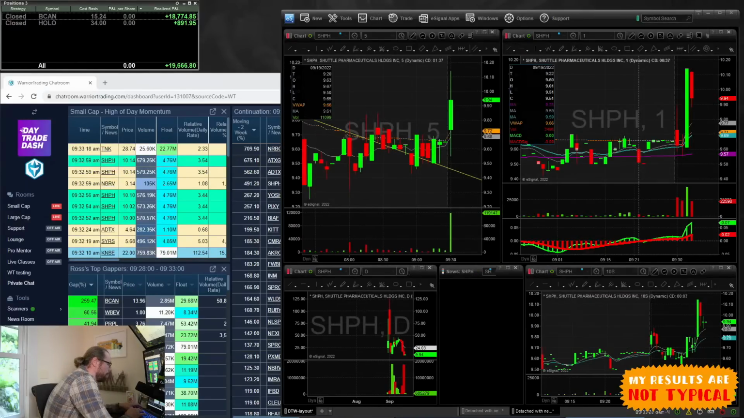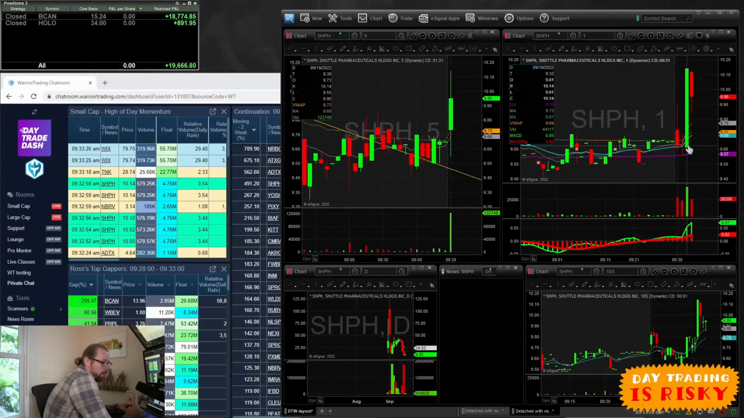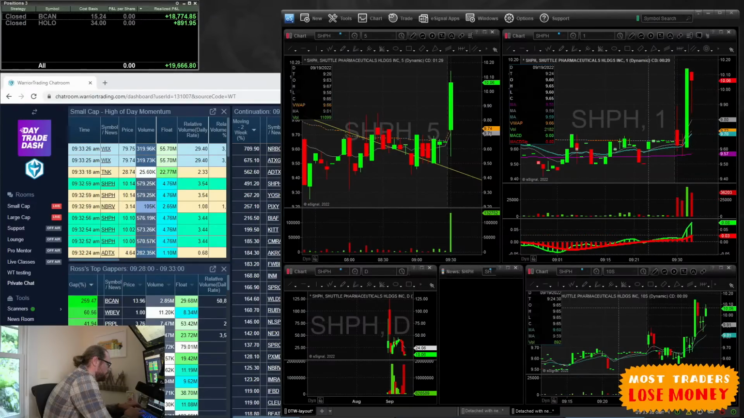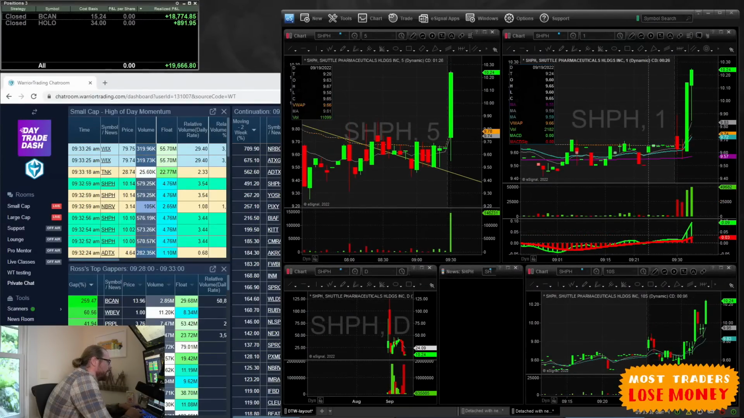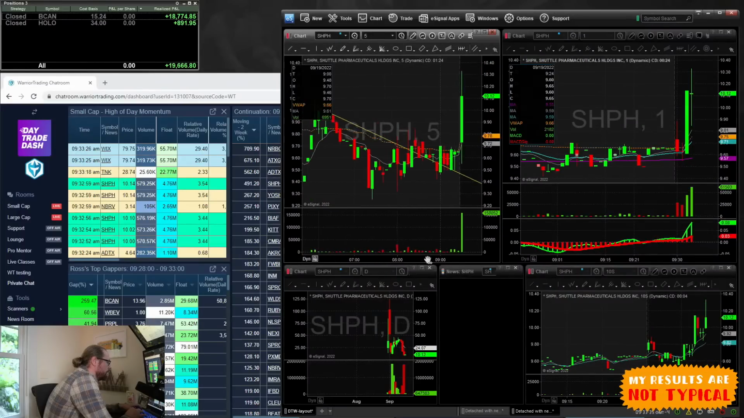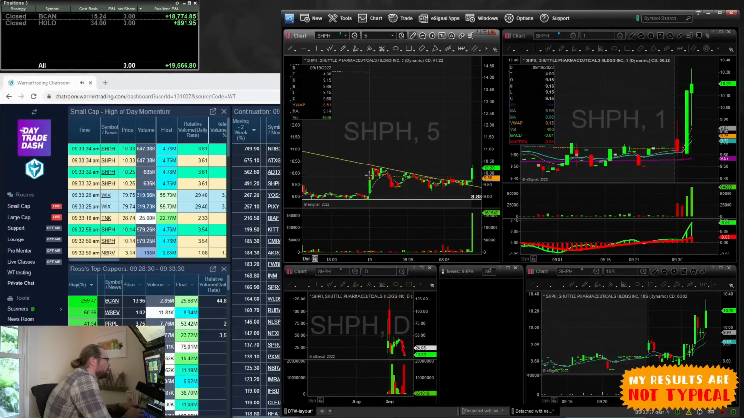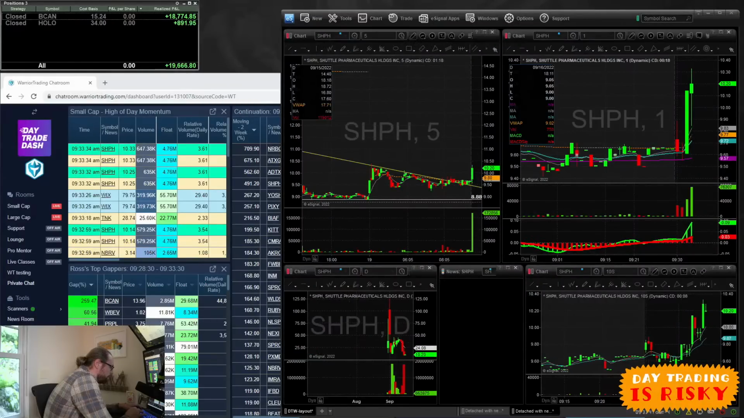So 2 of the gappers on the downside. SHPH hit a high of 1014. There's 1010. Nice. There's 1025. Nicely done. 1050, 1040 was the next level. No trade on it yet for me.